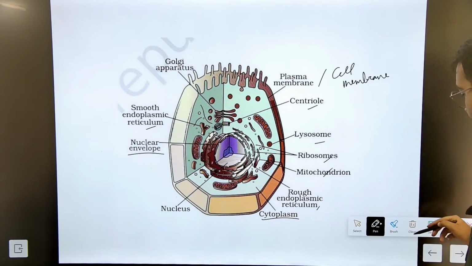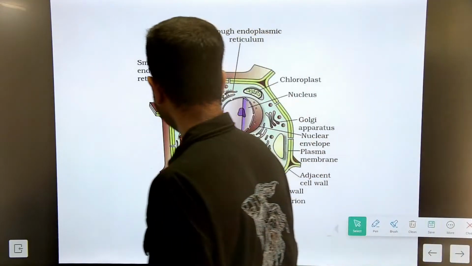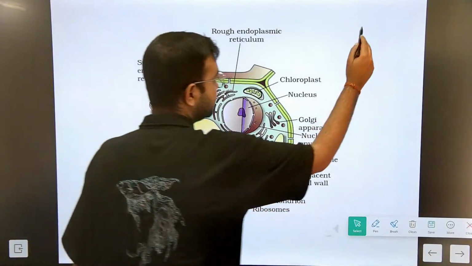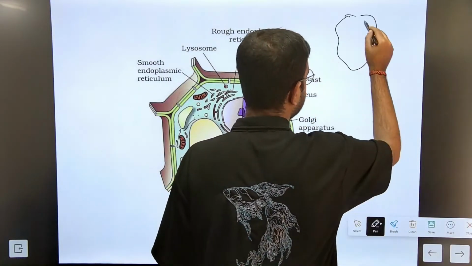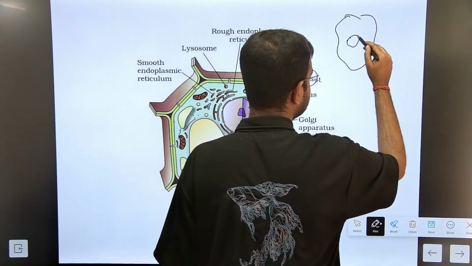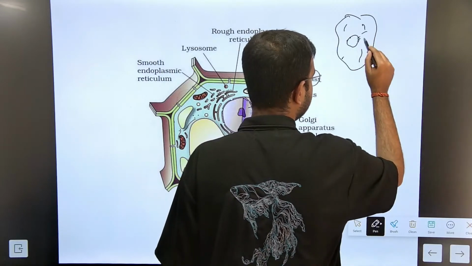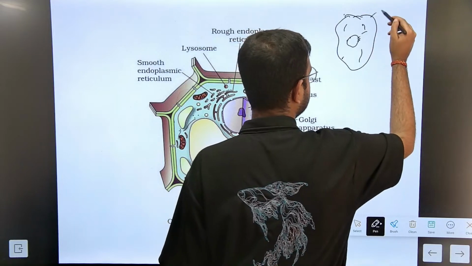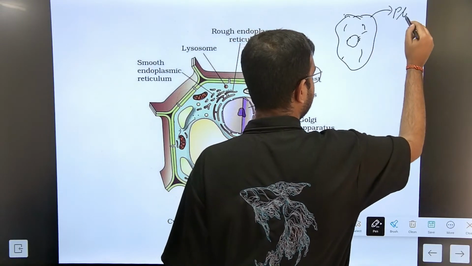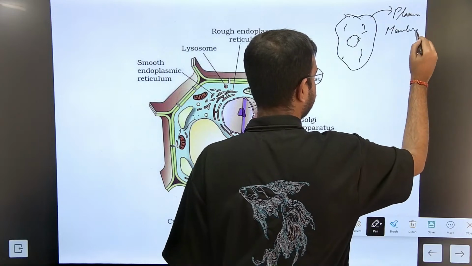Now, this is the structure of an animal cell. It has some differences from the plant cell. See, in the animal cell you had the cell, and inside it you had the nucleus. The nucleus was separated from the cytoplasm by the nuclear membrane. And the cell had the plasma membrane. This boundary of the cell is the plasma membrane that separates it from the external environment.